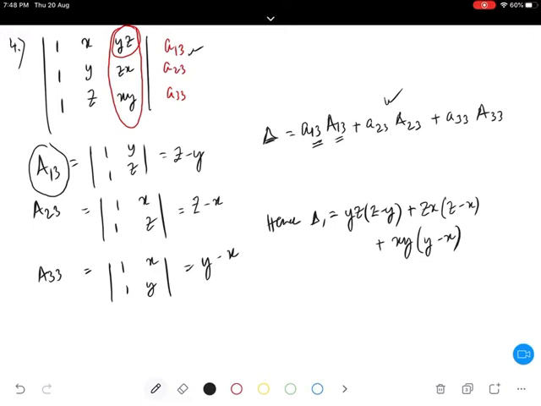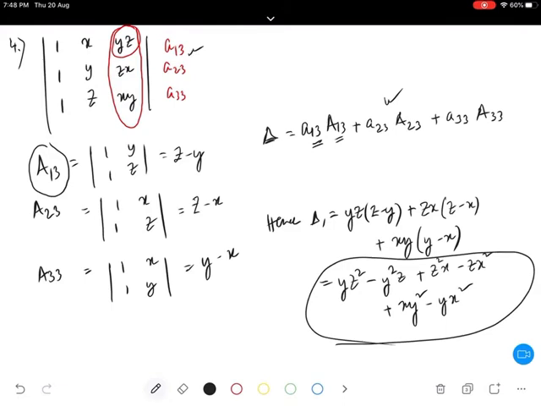Let's multiply them and see what you get. After multiplication, I get yz squared minus y squared z plus z squared x minus zx squared plus xy squared minus yx squared. Okay, this is my answer. Understood? Clear? So this is how you find the determinant of any matrix, by using the cofactors of that matrix.